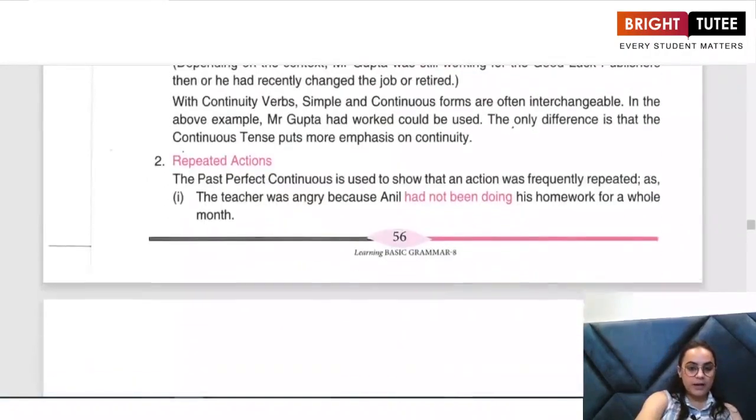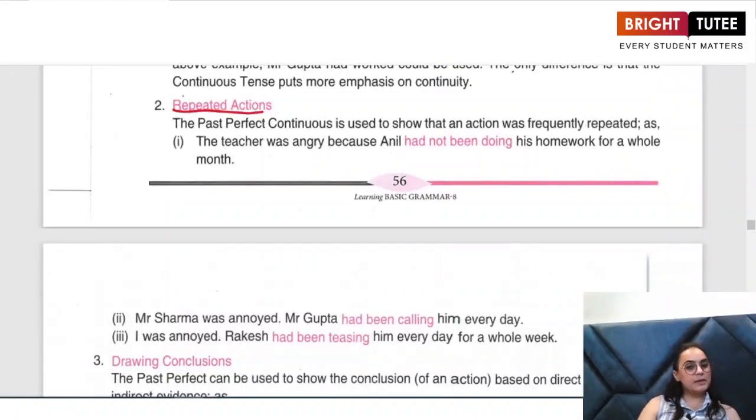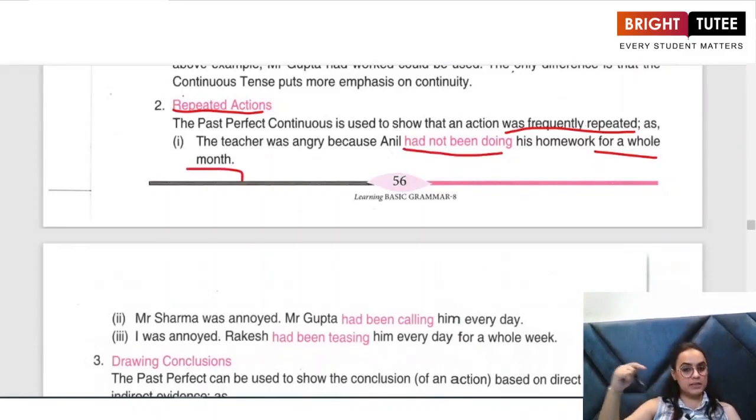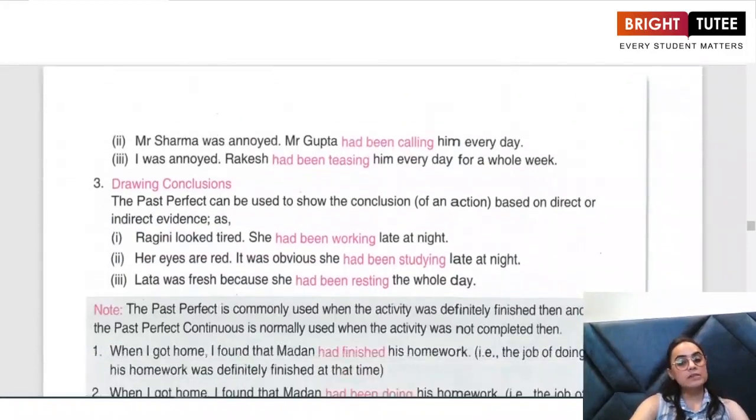The second usage of the past perfect continuous tense is to talk about repeated actions, those actions that were frequently repeated. For example, the teacher was angry because Anil had not been doing his homework for a whole month. So for a whole month, this act kept on repeating. The next sentence: Mr. Sharma was annoyed. Mr. Gupta had been calling him every day. So had been calling is a repeated action. I was annoyed. Rakesh had been teasing him every day for a whole week. So again, a repeated action is being talked about.